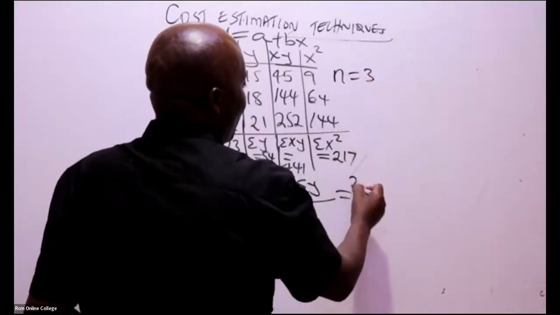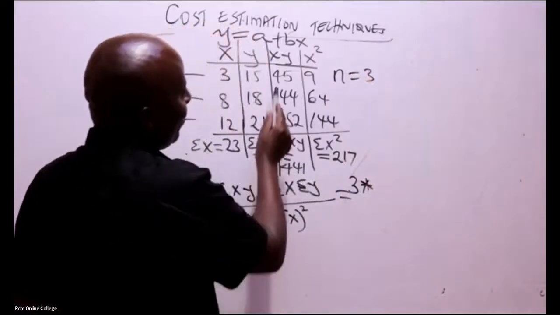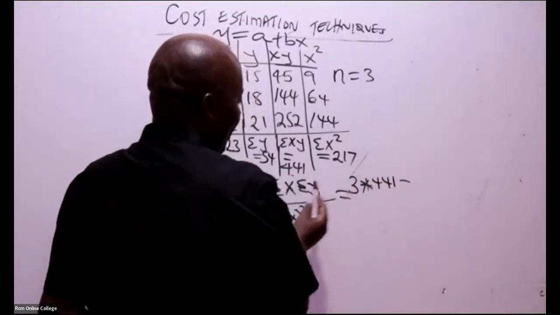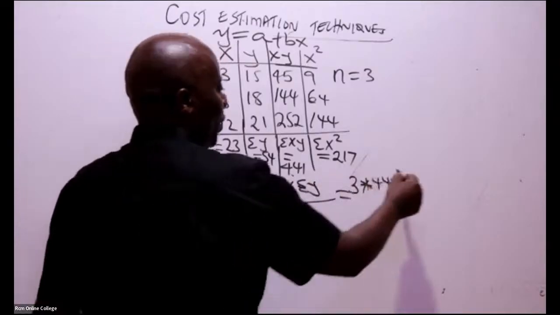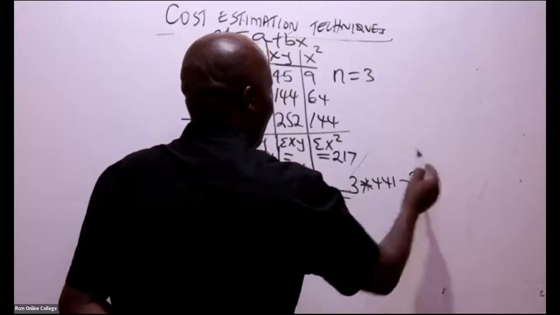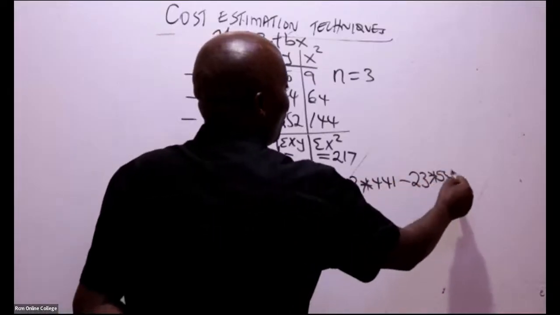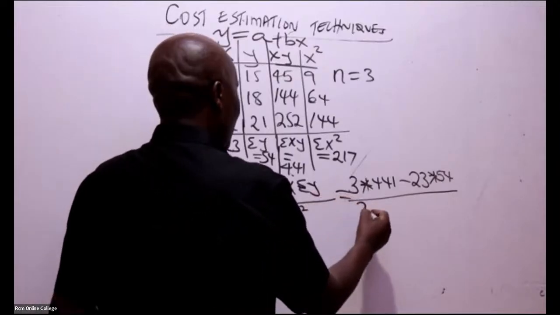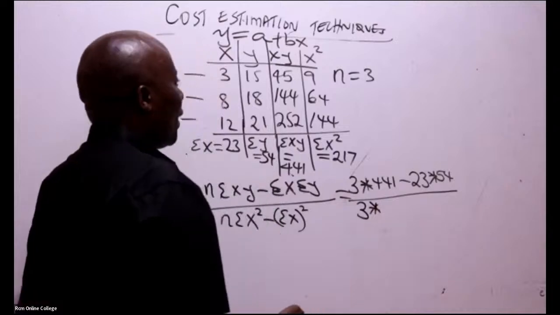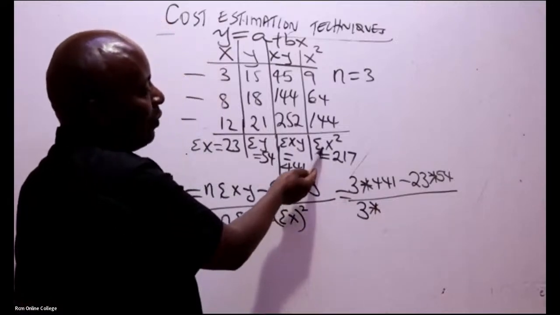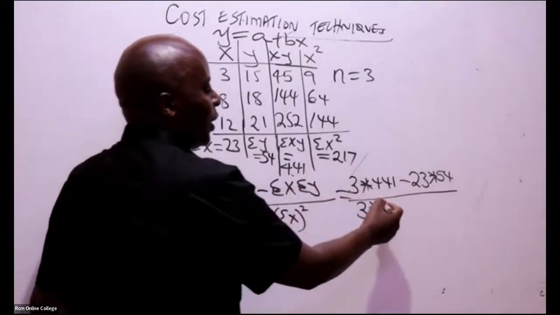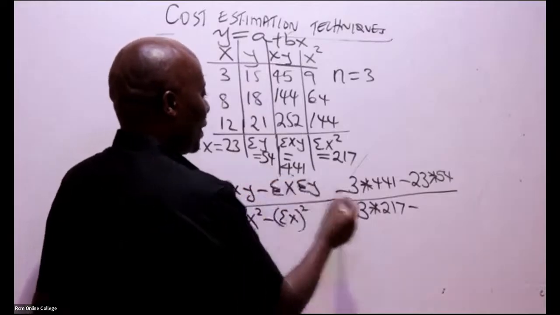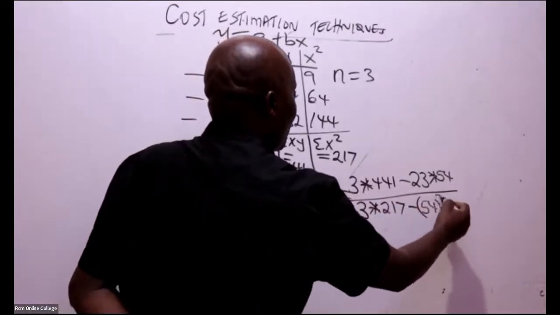So then we have here 3 times sum of xy. Sum of xy, already we have it. Sum of xy is 441 minus summation of x, which we already have, 23, times summation of y, which is 54, all over n again, which is 3, times summation of x squared, which we already have, 217, minus summation of x in brackets, squared like that.